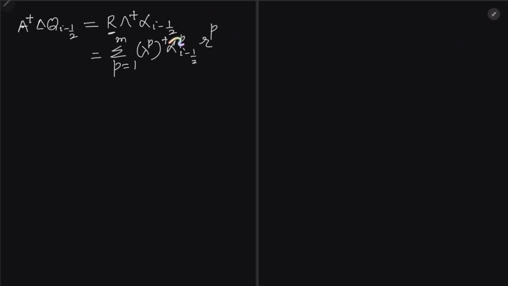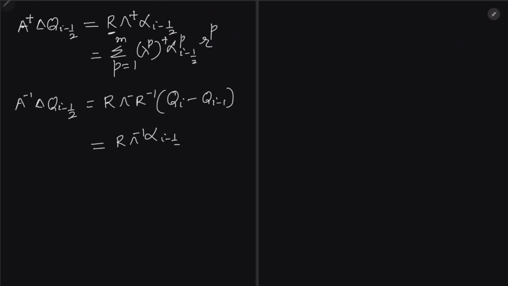Similarly, we can also write A minus delta Q I minus 1 half is equal to R omega negative R inverse, and we have the same Qi minus 1, and this can be written as R omega negative alpha I minus 1 by 2, and in the waveform we have p equal to 1 to m, lambda p minus alpha p I minus 1 by 2 r p, and then we have a negative delta q I minus 1 half. So it was the same that we did earlier.